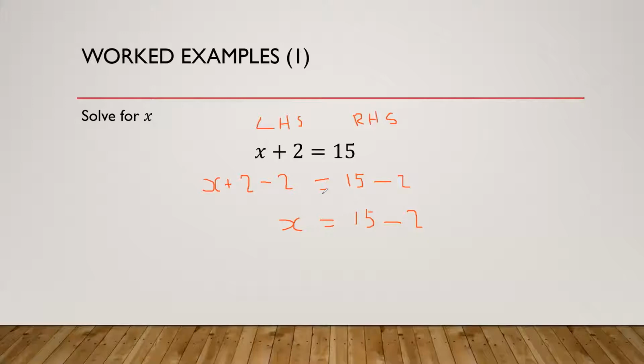I'm just not moving 2 for the sake of moving it. I'm actually subtracting 2 on both sides. That's what I'm doing. So 2 is gone to the other side. It's now minus 2. So x is now equal to 15 minus 2, which is 13. That is the solution of that equation. X is equal to 13.